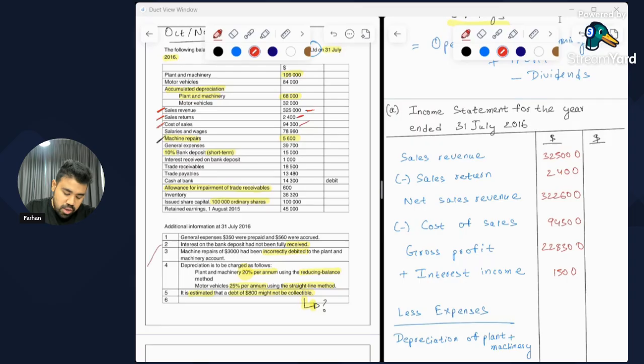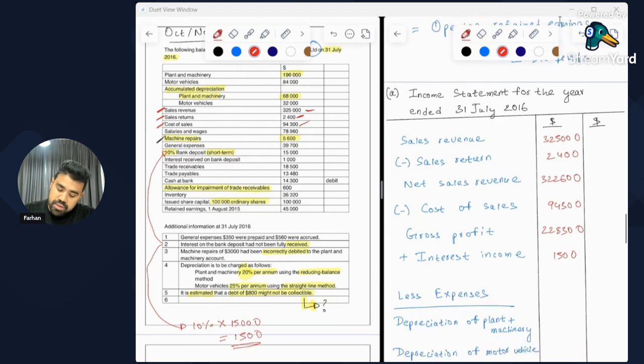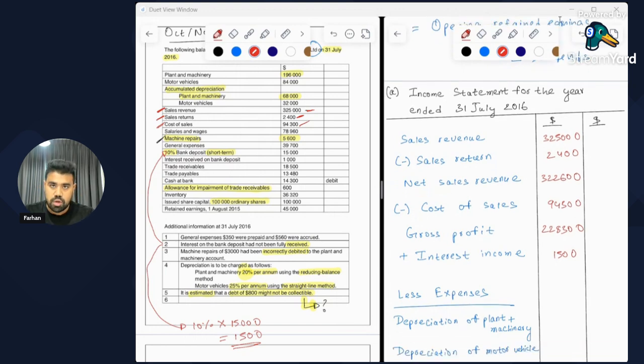So if I was to find the interest on the bank deposit, the interest income, that would be 10%, which is the interest rate that we expect to earn on the investment of 15,000. And altogether, it would be $1,500 worth of income. So plus interest income of 1,500. I'll just add that number here as well, which is 229,800 after the interest income is added to the gross profit.